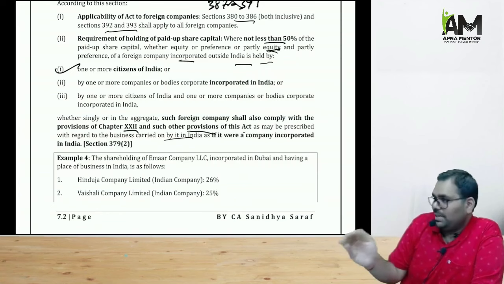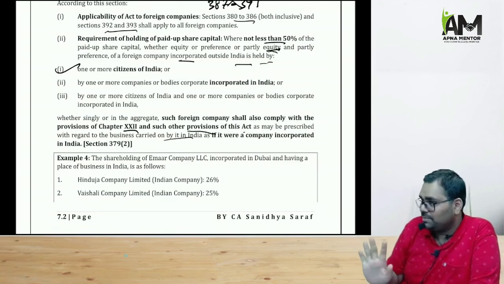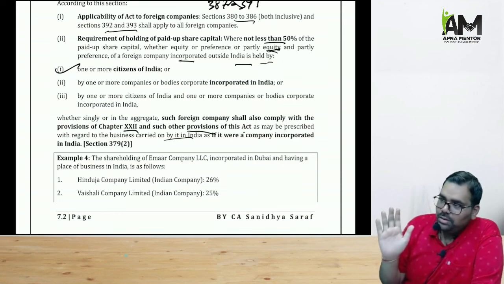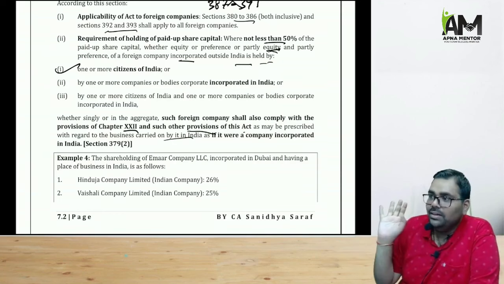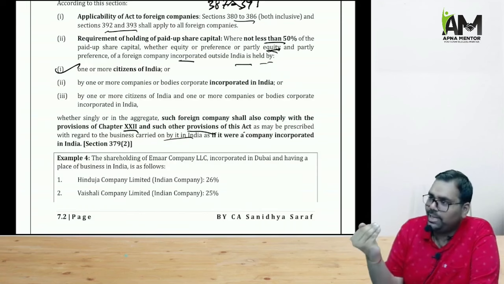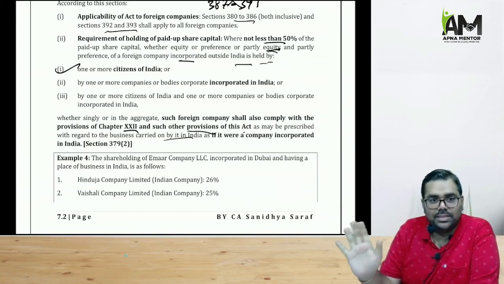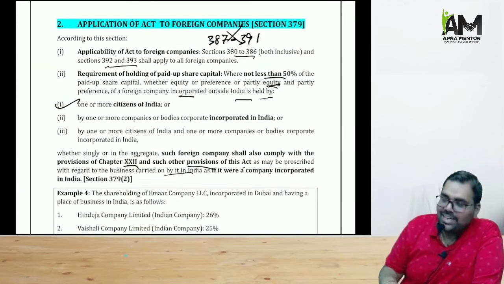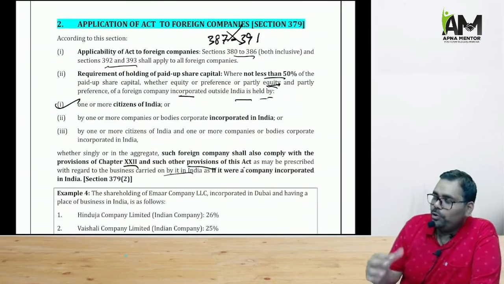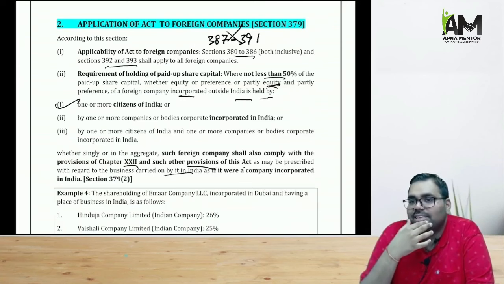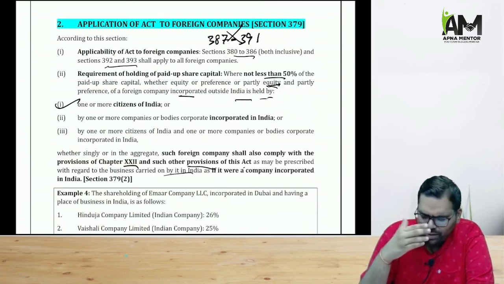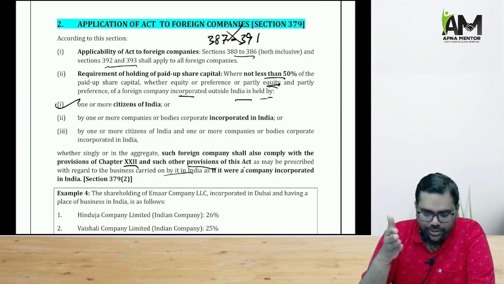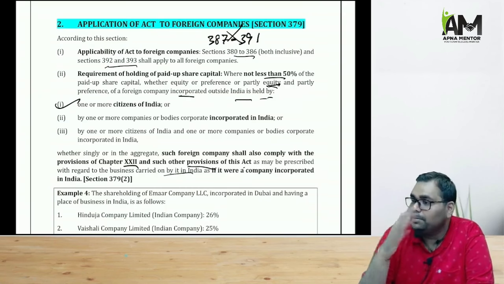Currently, it is not that for them the entire act is applicable, but if the government wants, treating them like an Indian company, the government can make the entire act applicable on them for the business they are doing in India. But you see, when you study the starting part of the chapter, you feel, oh, for foreign companies only selective sections are applicable. Only sections 380 to 386 are applicable. Only sections 392 to 393 are applicable.